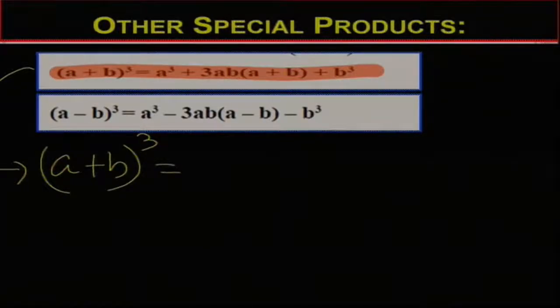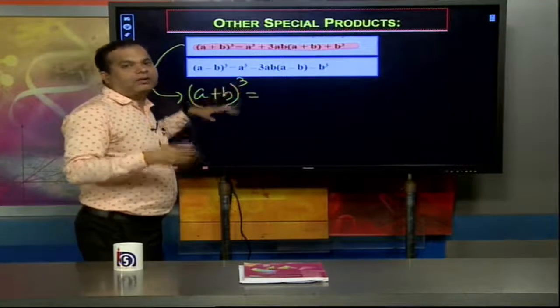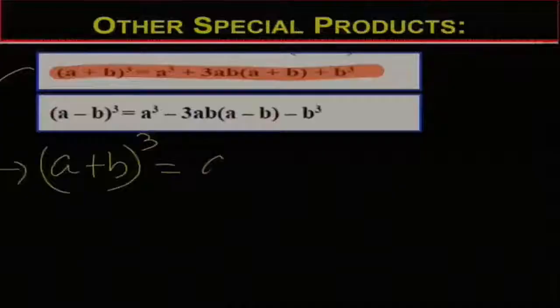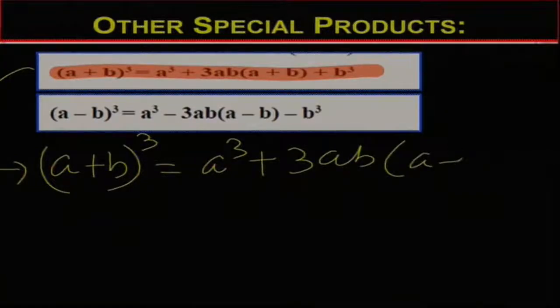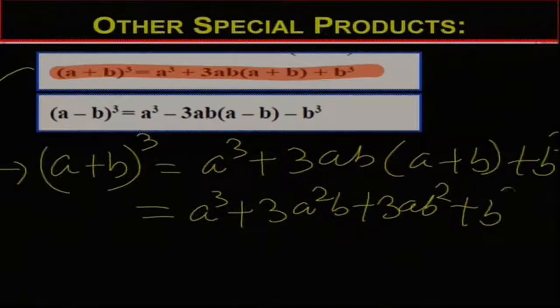We studied the square form earlier. Now we are dealing with the cube of a polynomial, or we can say of two numbers. (a plus b) whole cube is a cube plus 3ab into (a plus b) plus b cube. Same thing I can write as a cube plus 3a square b plus 3ab square plus b cube.